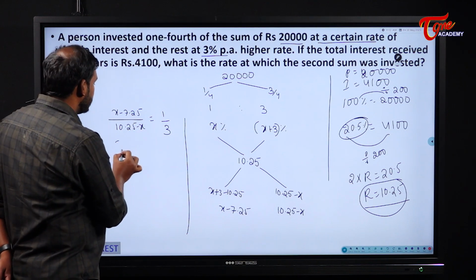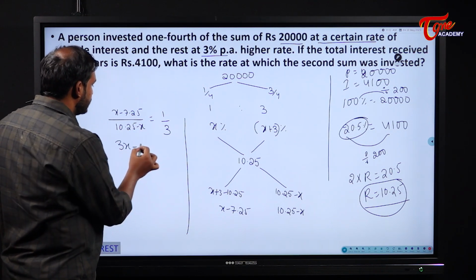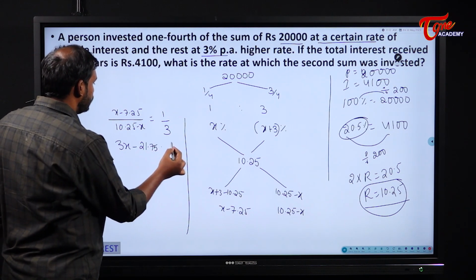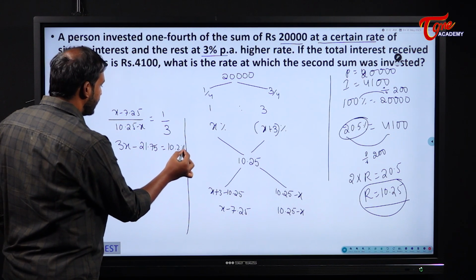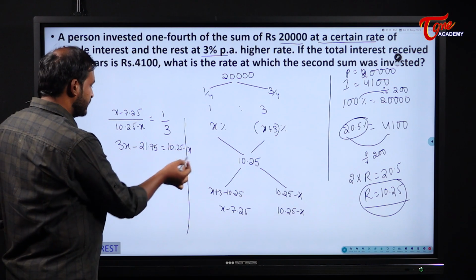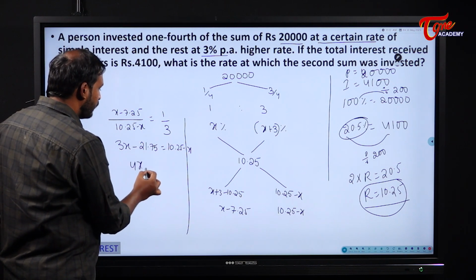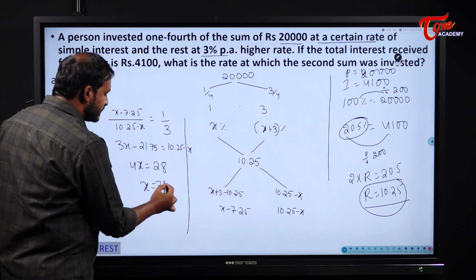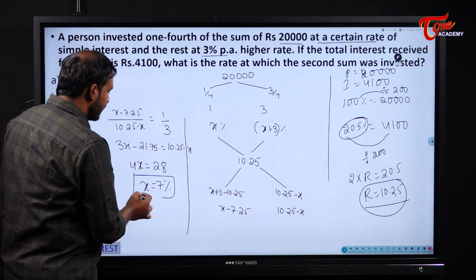Cross multiply this, what will you get? 3X minus 21.75 is equal to 10.25 minus X. I will send X to this side and the other to that side. So it becomes 4X is equal to 28. What does the X value become here, student? 7%. X value becomes 7.